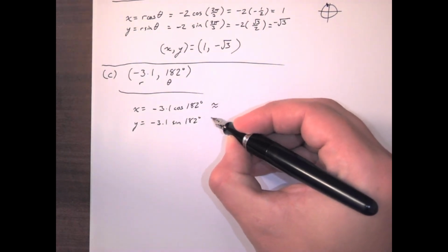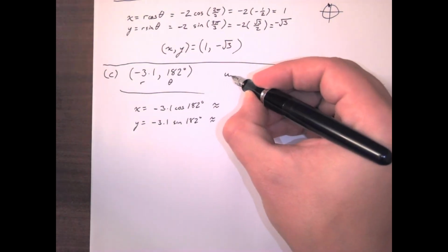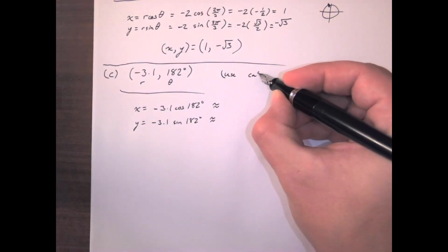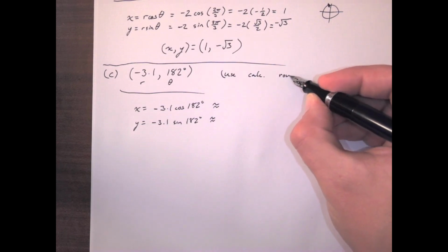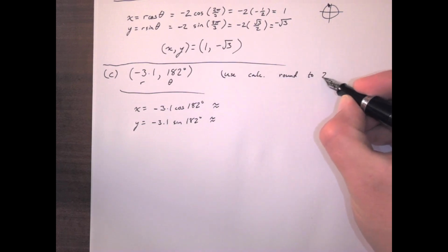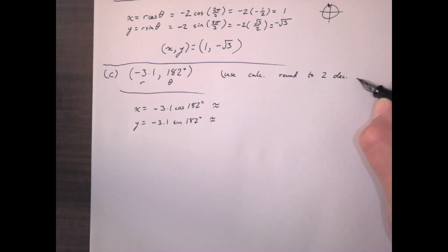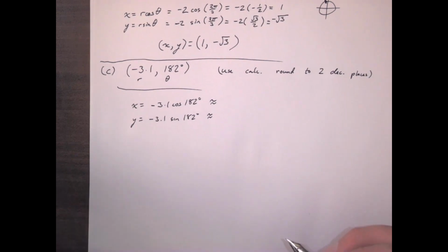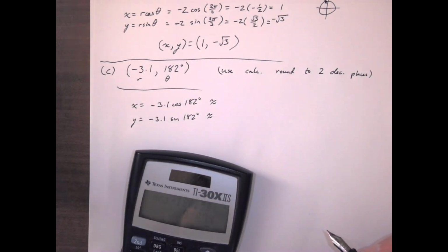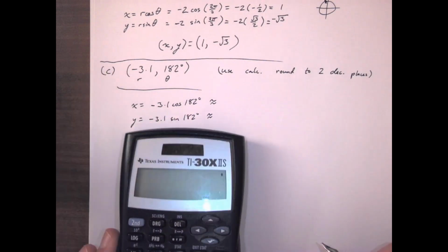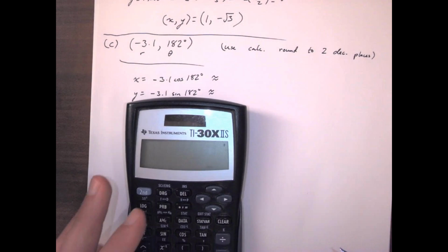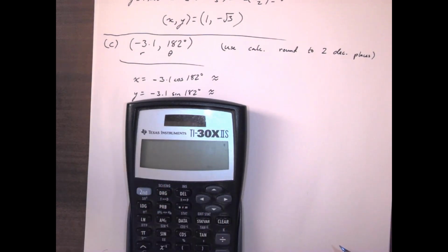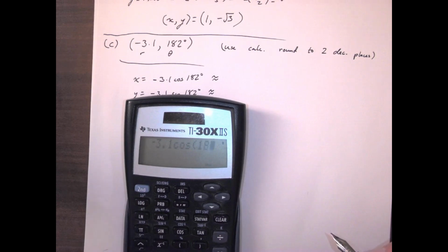Okay, so then we just use a calculator. And we'll just say we round to 2 decimal places. Most importantly here, you just have to make sure that your calculator is in the mode that the angle has been given in. So if the angle is in degrees, make sure your calculator is in degrees. If the angle is in radians, make sure your calculator is in radians. So negative 3.1 cosine 182.